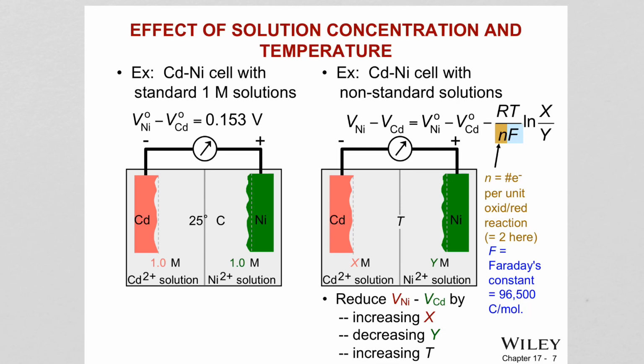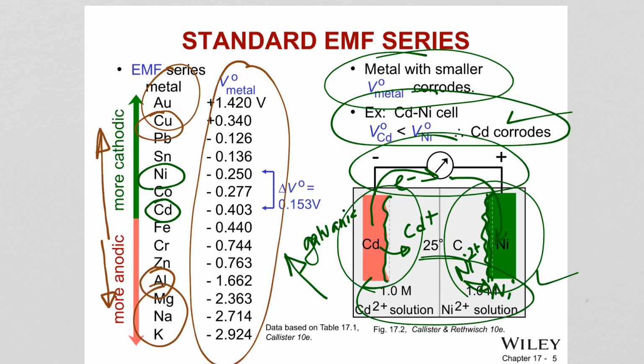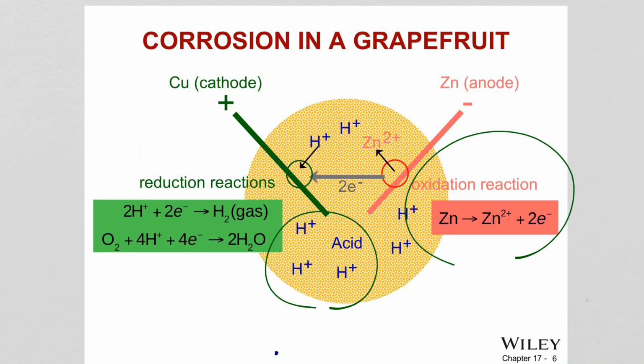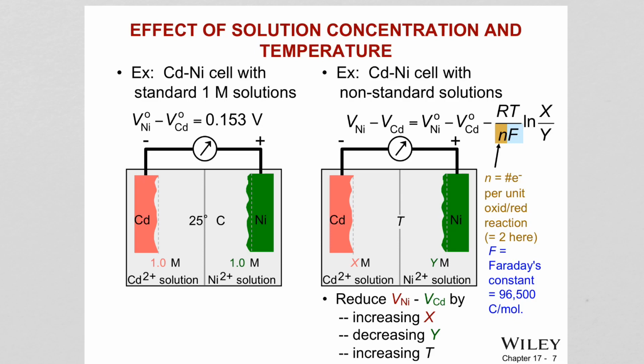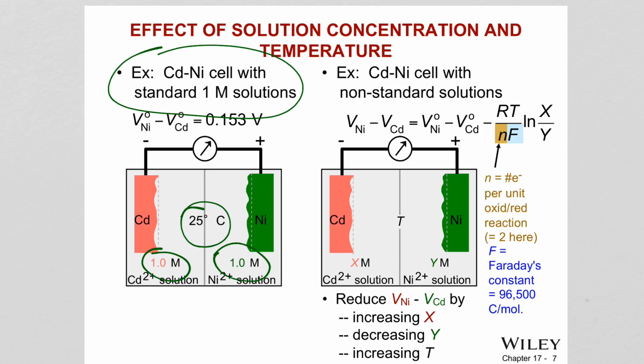So in reality, this table is of course measured when you have metals immersed in their standard solutions, meaning they have 1 molar of each of these ions dissolved in the solution. So these are standard electrodes. But in reality, of course, this can change. Of course, this is also measured at 25 degrees C.